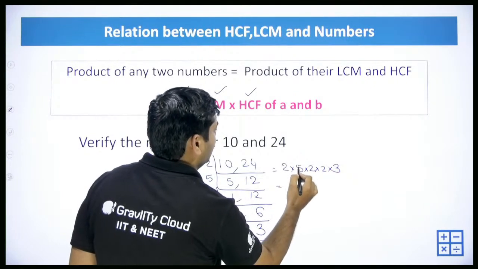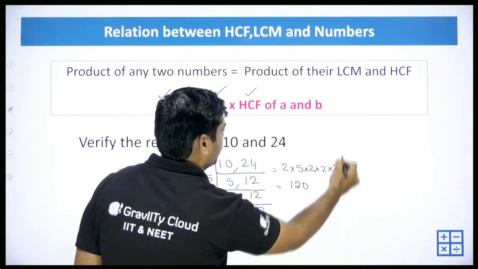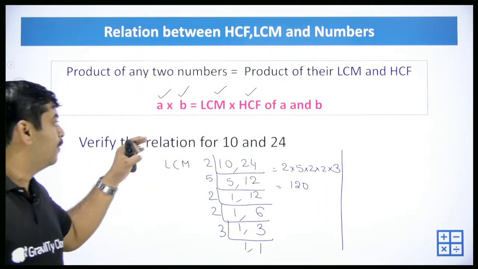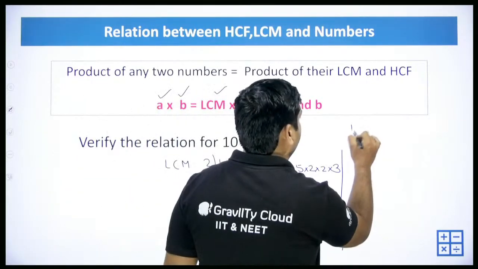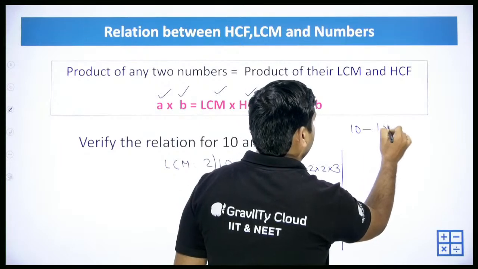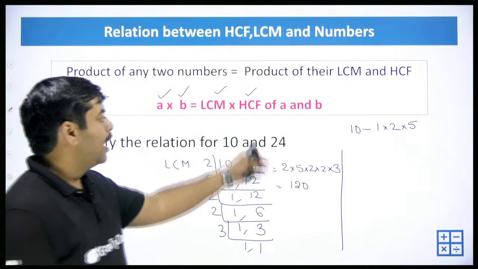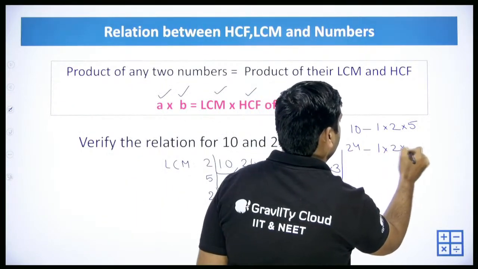So 5 2s are 10, 10 2s are 20, 2 2s are 40, 4 3s are 120. That is the LCM. Now let's try to understand the HCF of these two numbers. Okay, so for 10, let me write the prime factorization: 1 into 2 into 5. And 24 can be written as 1 into 2 into 3.